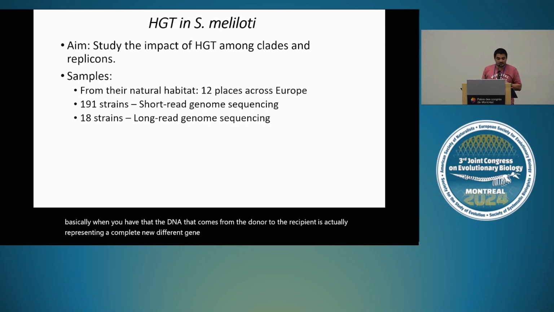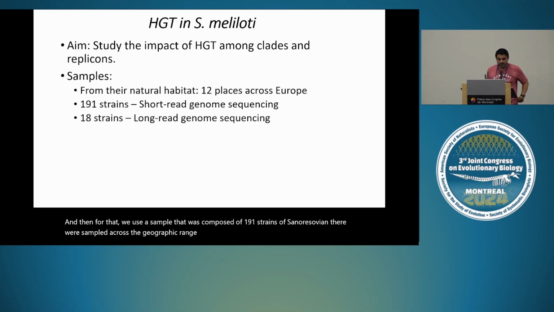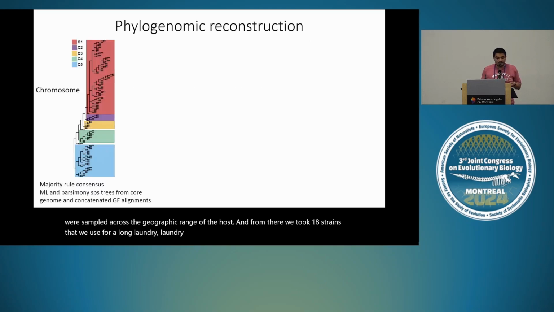Now, the aim of this particular work was to study the impact of HGT in both clade evolution and the population structure of Caenorhizobium meliloti. For that, we used a sample composed of 191 strains of Caenorhizobium that were sampled across the geographic range of the host. And from there, we took 18 strains that we used for long-read sequencing.